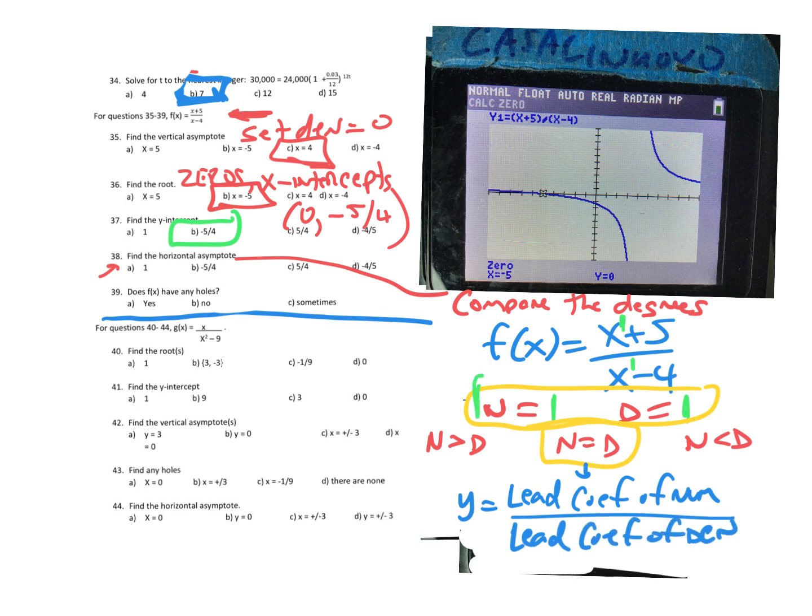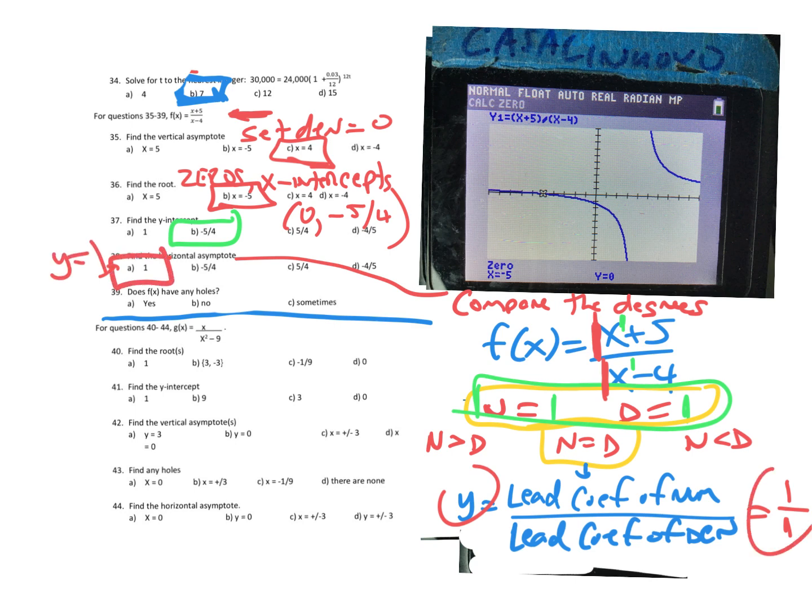And in our case, n was 1 and d is 1. So here the lead coefficient of the numerator, since our numerator is 1x to the first, our lead coefficient is 1. Since our denominator is also 1x to the first, our lead coefficient of the denominator is 1. So the line y equals 1 over 1. So the line y equals 1, that's going to be our horizontal asymptote.